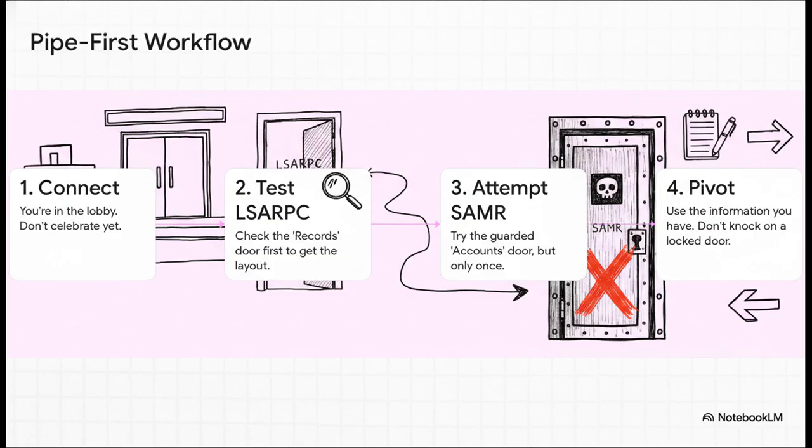Go to lsarpc and politely ask for the building map. Then, and only then, you go try the tough door, samr. And if it's locked, you walk away because you already have the valuable info you gathered. No more banging your head against the wall.